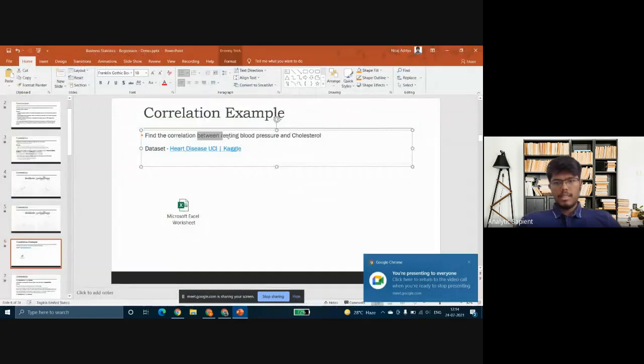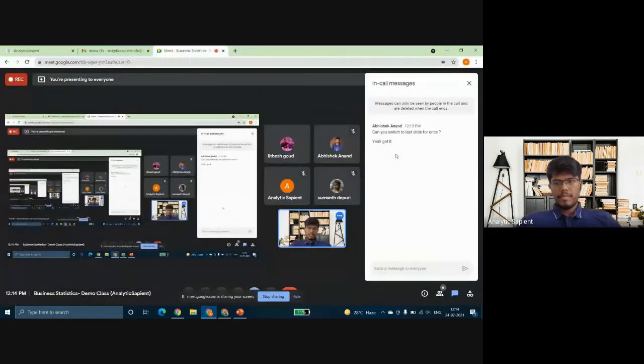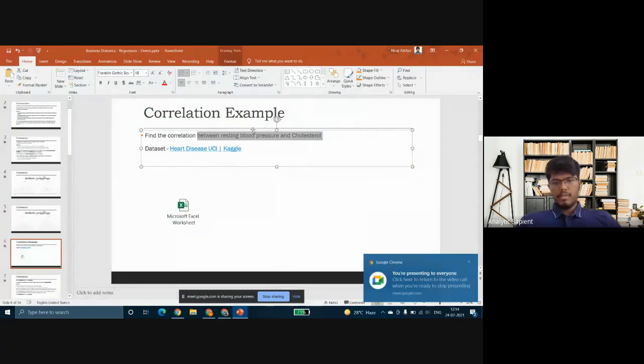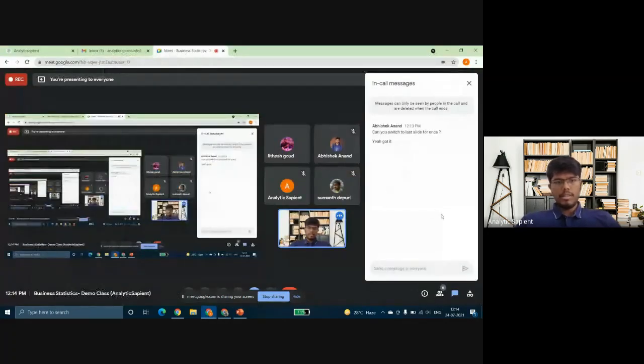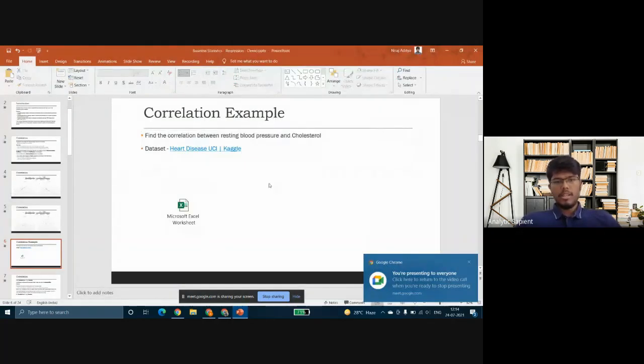Guys, any answers for this at least? I'll just wait for 1 minute for this. Relationship between resting blood pressure and cholesterol. Any answers if you can? Okay, no problem. So we'll just see what it is.